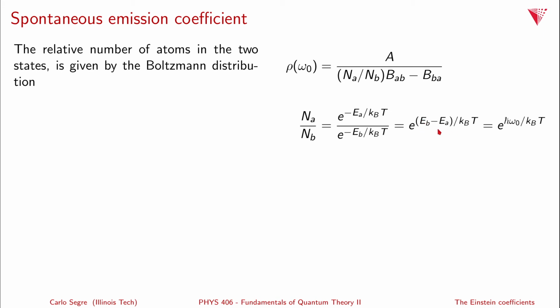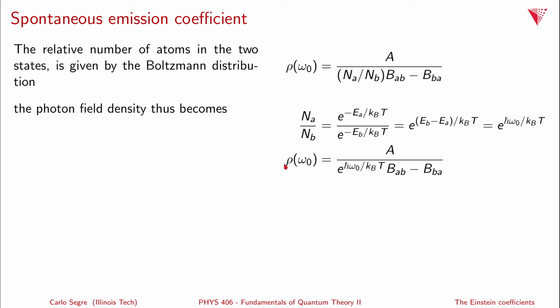One more step before we go there is we realize that this energy difference is simply h bar omega sub 0. So we can rewrite this as e to the h bar omega sub 0 divided by k sub B T. You can then calculate the photon density, or field density, at omega sub 0 by substituting this quantity in. And that becomes rho of omega sub 0 is equal to A over e to the h bar omega sub 0 over k sub B T times B_AB minus B_BA.